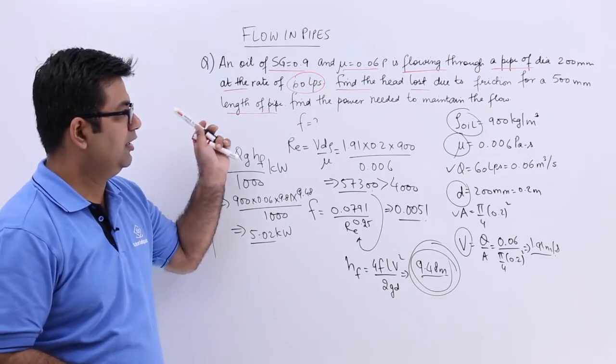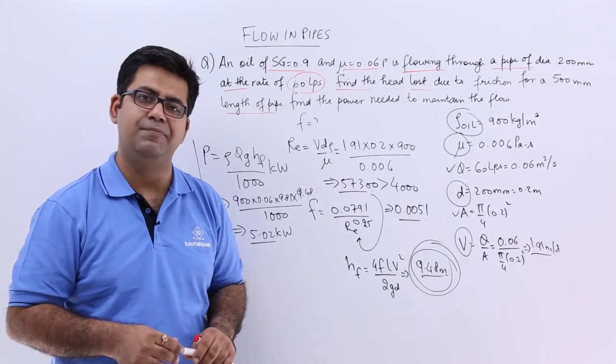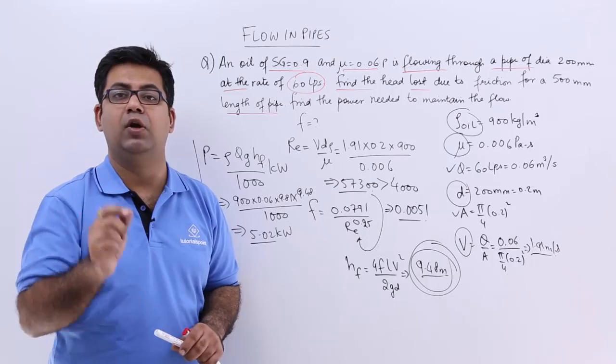So I hope you understood this entire numerical on the friction head losses in pipes. Now let's look at some minor losses in pipes.